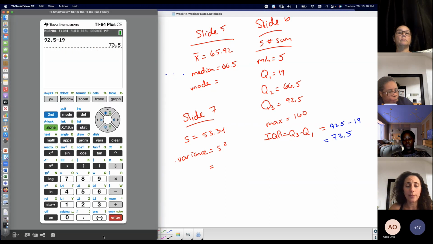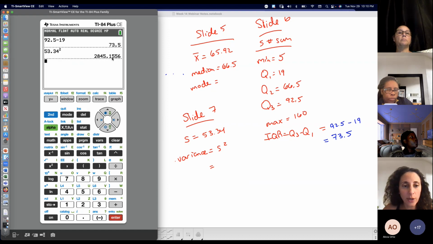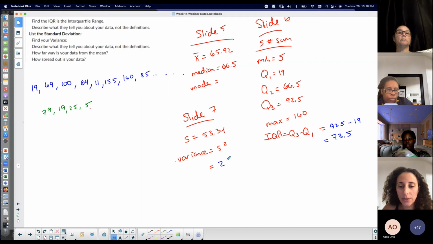My variance is my sample standard deviation, 53.34. I probably would take more digits, but I already deleted it. So to the second power, 2845.16, approximately, right? These are all the values.